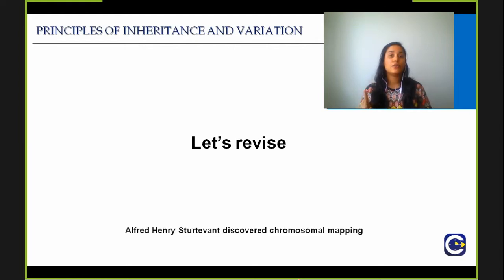Yesterday, in the chat, there was a question: who discovered chromosomal mapping? I said I will answer that later because I did not know. My sheet is not lying next to me that I had during my time. Generally, the most important scientists we always discuss during the lectures. Apart from that, if you have curiosities, always ask. You can also look it up yourself, otherwise you can ask. So you can write this down: Alfred Henry Sturtevant discovered chromosomal mapping.